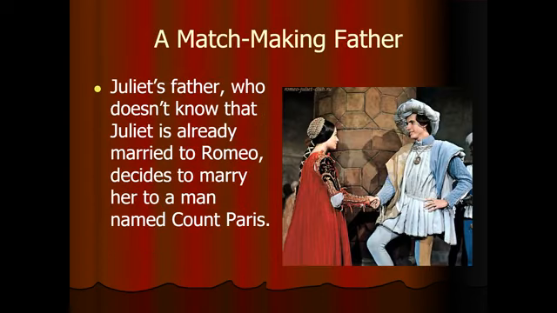A matchmaking father. Juliet's father, who doesn't know that Juliet is already married to Romeo, decides to marry her to a man, and his name is Count Paris. So Juliet's father sees that Juliet is really sad, and he's like, hey, I know you're really sad, so I'm going to go and get you married to this guy so that you won't be sad. And so he ends up marrying her to this guy named Count Paris, and let's see what happens.